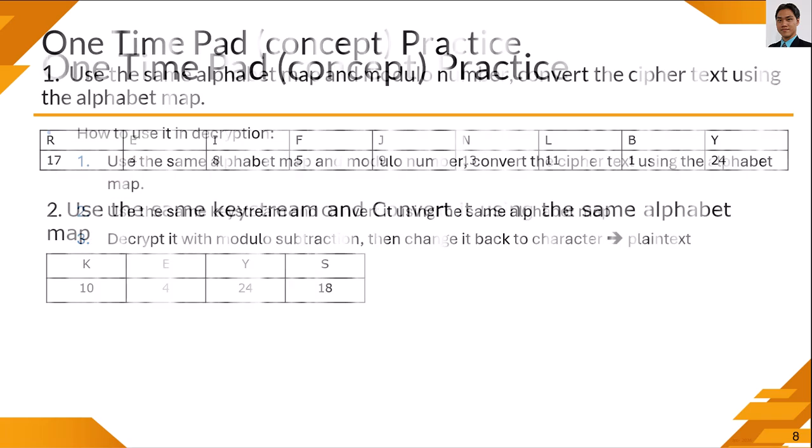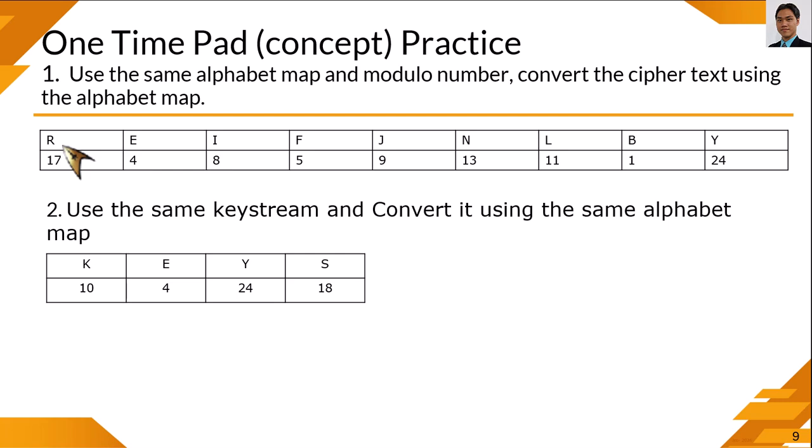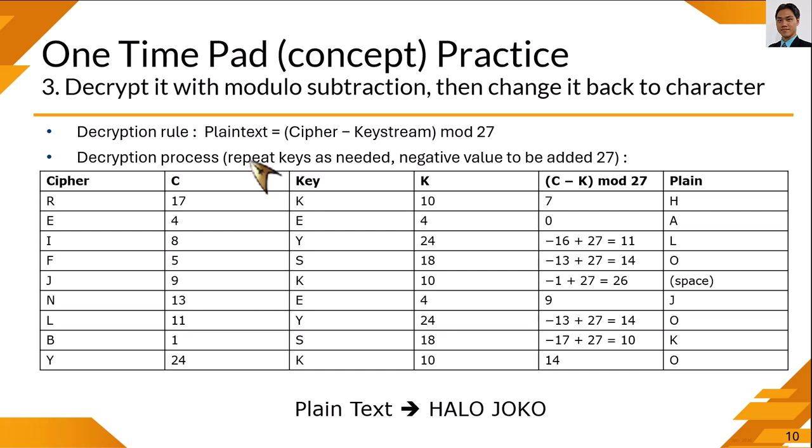Here's how we do it. We have the ciphertext R, E, I, F, J, N, L, B, and Y. So R will be 17, E will be 4, and so forth. This is remapping again to the number according to the alphabet map. We still use the same key stream and convert it with the same alphabet map. The key is keys. And we use the decryption rule: plain text equals cipher subtracted with key stream, modulus 27.